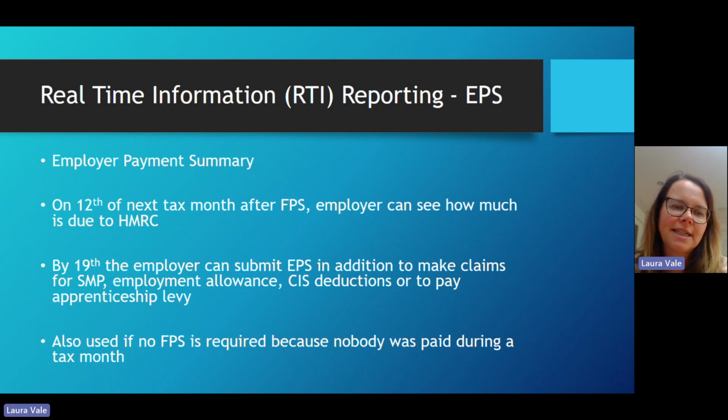So note the dates. You've got that FPS has already gone in at the date of the payment. The 12th of the next tax month, they can see how much is due. By the 19th, they can submit making additional claims that will reduce their bill in effect.